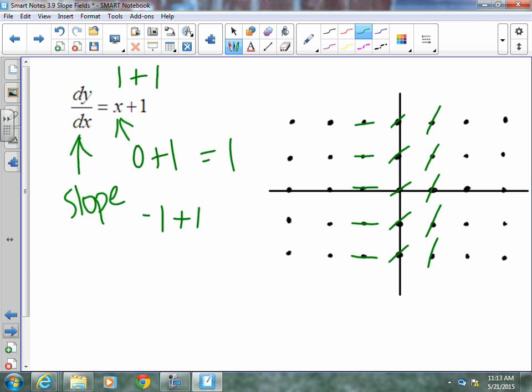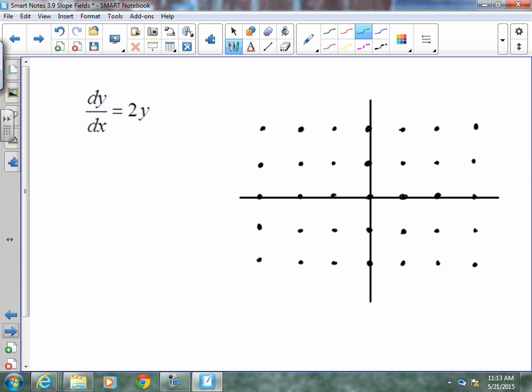So you're plugging in your ordered pair at every location until you can get all of these slope lines drawn. And that's a slope field. We'll do more math with it later, but for now, that's the slope field.